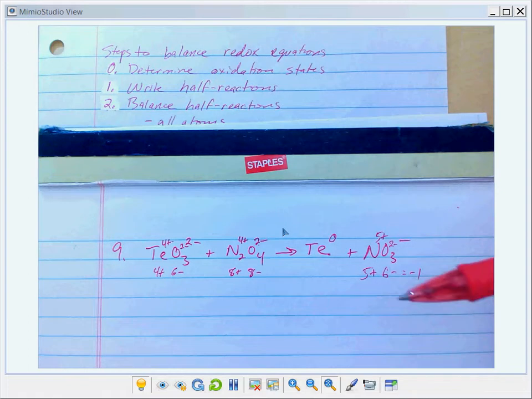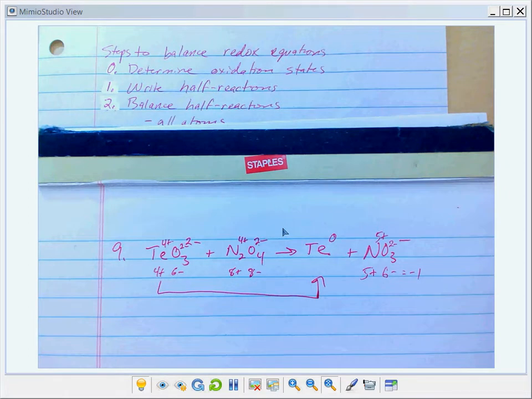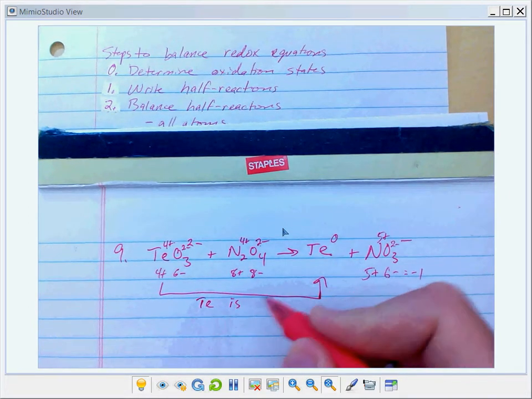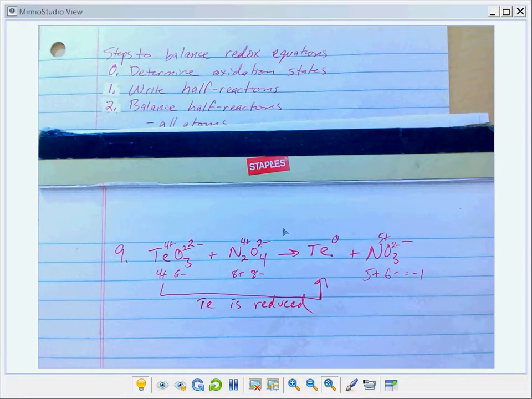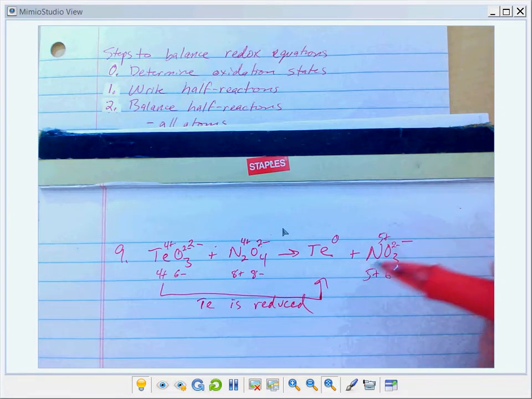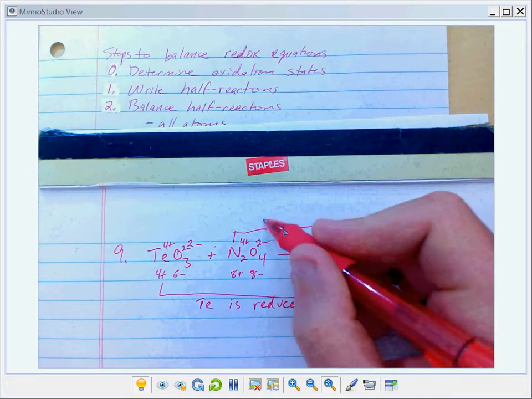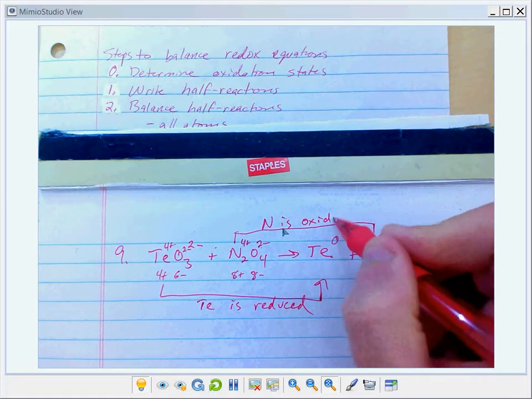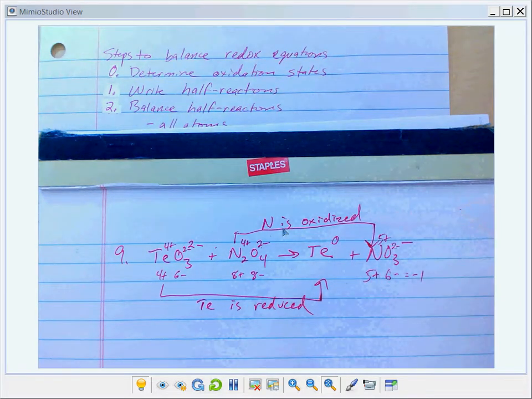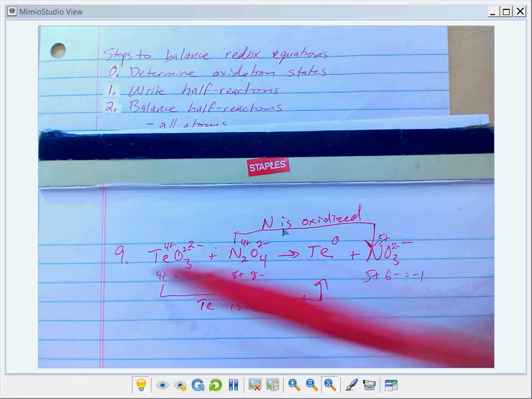What we'll notice here is that tellurium is going from a 4+ to a 0, which means tellurium is reduced. Literally, its oxidation number goes down. It's gaining electrons. On the other hand, oxygen is 2- everywhere, so oxygen is neither oxidized nor reduced. It's nitrogen that's changing its oxidation state. Nitrogen is going from 4+ to 5+, so N is oxidized. Its oxidation state is going up. It's losing electrons. So essentially what's happening in this reaction is nitrogen's losing electrons to tellurium.